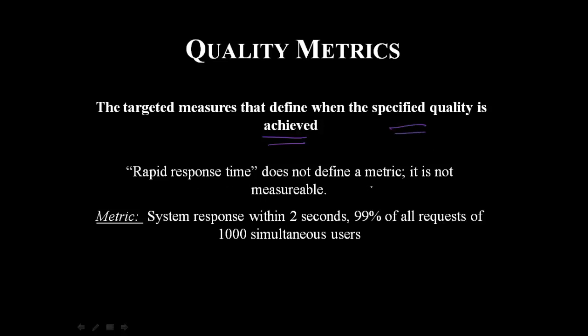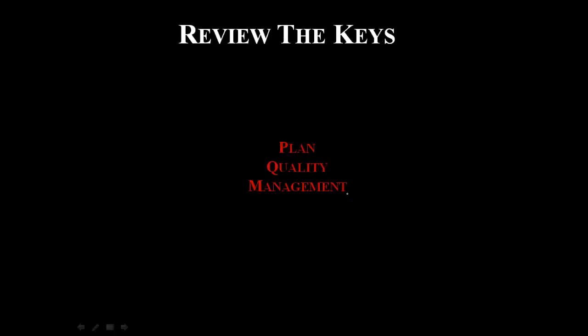Rapid response time does not define a metric, it is not measurable. System response within 2 seconds, for 99% of all requests of simultaneous users. So if the system is responding in 2 seconds, this means we are talking about a quality metric, because the specific quality we have documented is 2 seconds in this case.